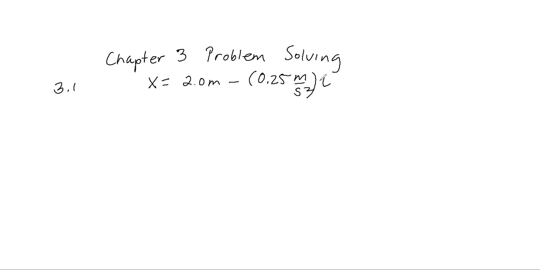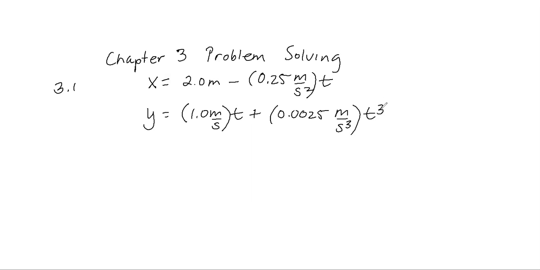times t squared. That's x. Y equals 1.0 meter per second times t, plus 0.0025 meter per second cubed times t cubed. All right, so those are our x and y coordinates.